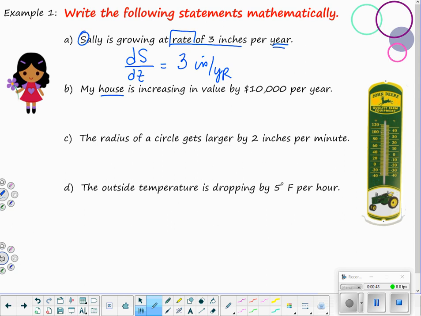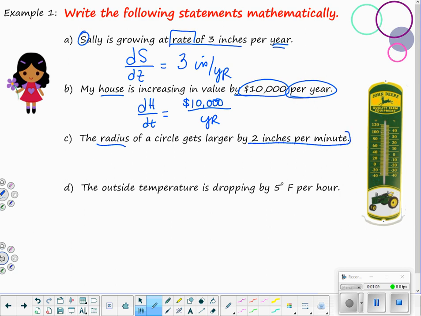My house is increasing at a value of $10,000 per year. Oh, that's a rate since I see the per year. So I'm going to say dH/dt for house. My rate of change is $10,000 per year. The radius of a circle gets larger by 2 inches per minute. That's a rate. It's positive since it's increasing, so I could say dr/dt equals 2 inches per minute.